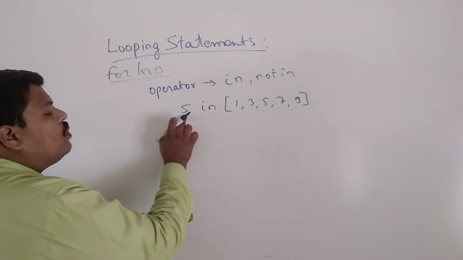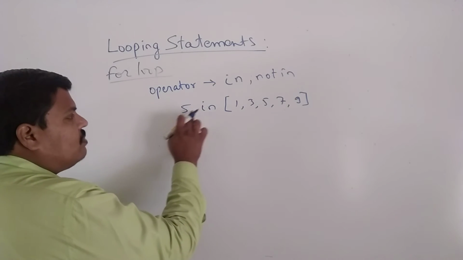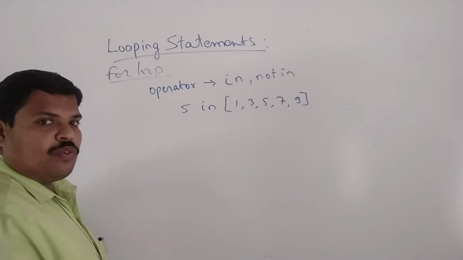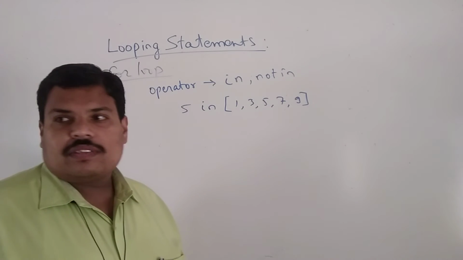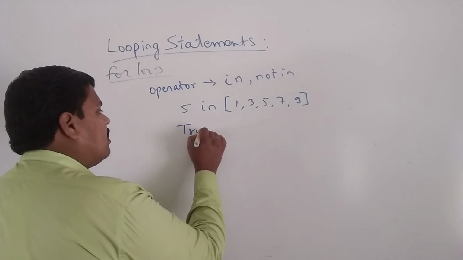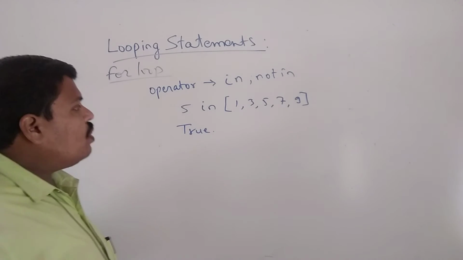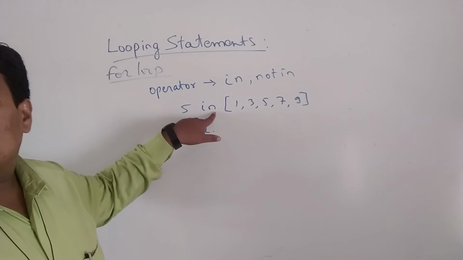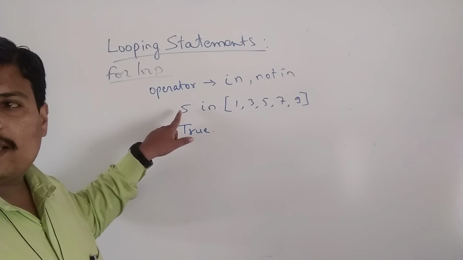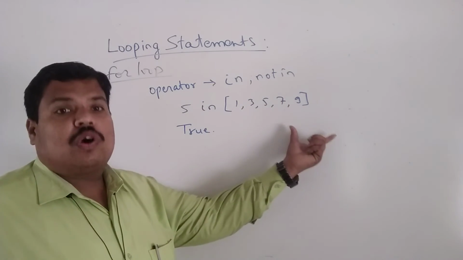And you are now checking the existence of this 5 in this given list. So do you find it? Yes. So what will be the output? We will get true. Okay. So what do we actually check with this operator? The presence of any one given entity in any given list or sequence.